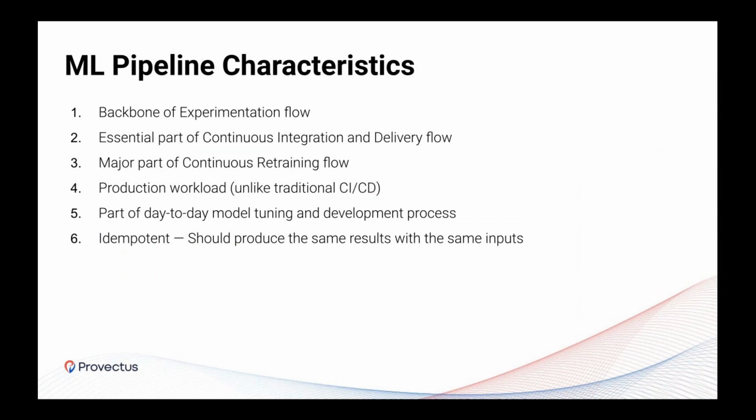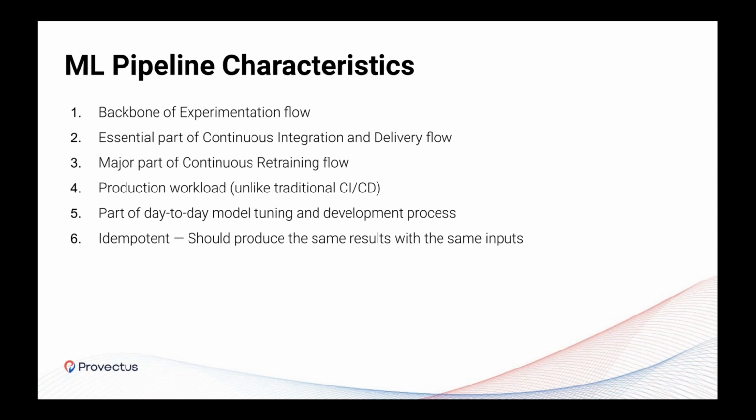Let's summarize characteristics of machine learning pipeline. It is a backbone of your experimentation flow. Machine learning pipeline is an integral part of your CI/CD flow. It's the main part of your continuous retraining workload, and this is a real production workload, unlike traditional CI/CD jobs. Machine learning engineers run pipelines many times a day and test new hypotheses and debug models.